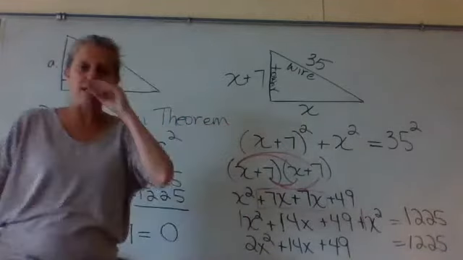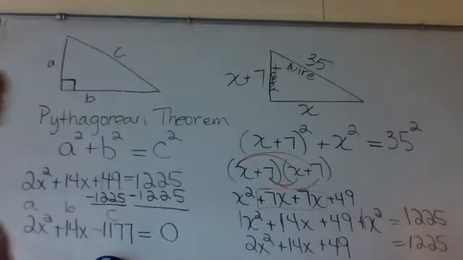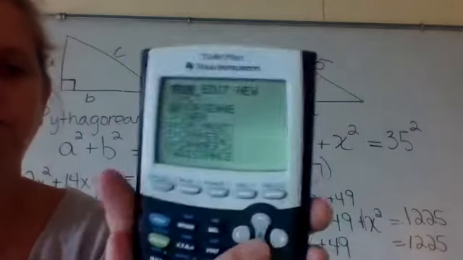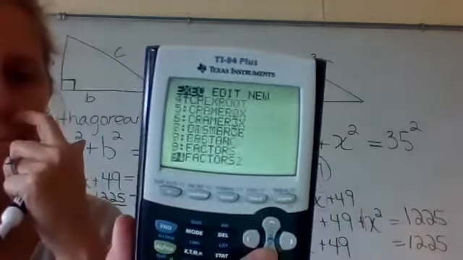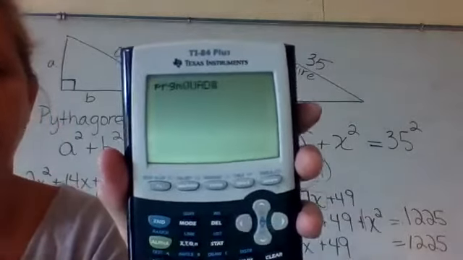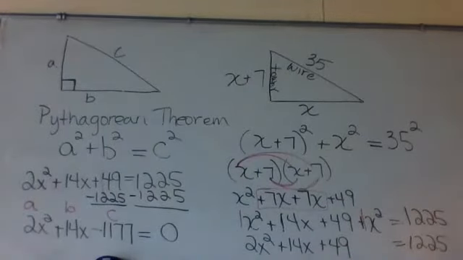But it's going to give me 2 answers for x, right? Because it's an x squared equation. I'm always getting 2 answers. So let's see. Go to your quad program. So program down to quad. Enter. Let's see. My A, the number in front of x squared is 2. B is the number in front of x, which is 14. C is my constant, which is negative 117.